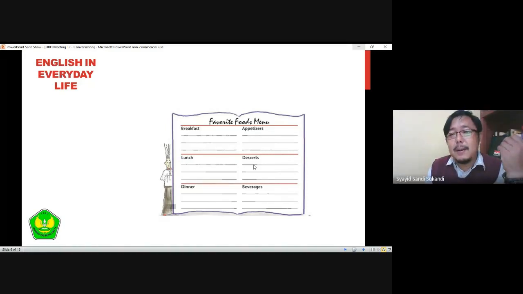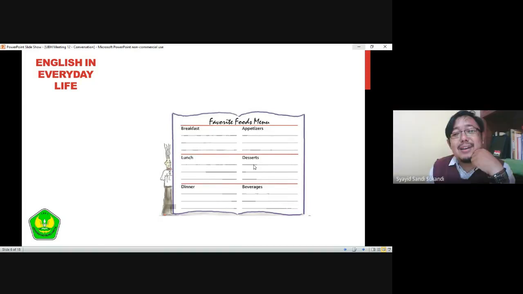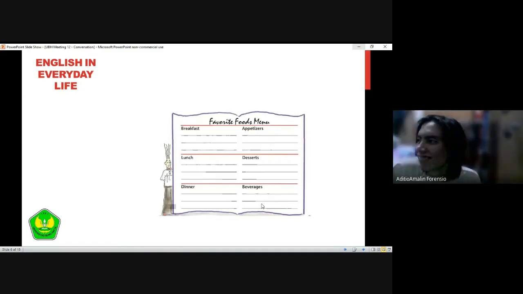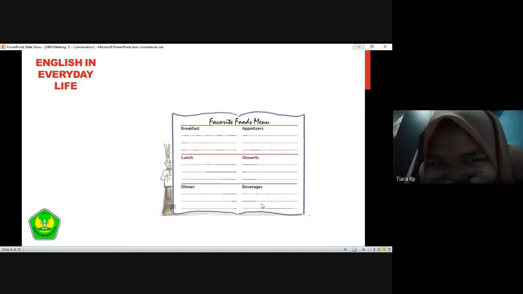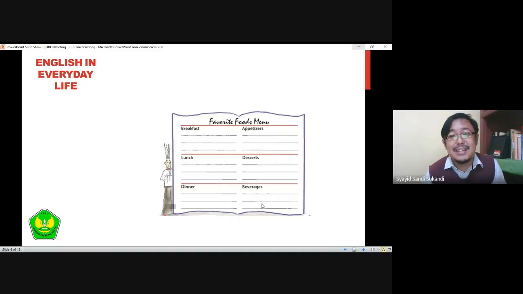If you go to Majelis Taklim or pengajian or doa something like that, when people have agar-agar. Agar-agar, what do you call that? Jelly. No, it's not jelly. Pudding. Yes, pudding. Don't call it jelly. Jelly itu sifatnya jelly. Tapi bendanya disebut pudding. Chocolate pudding. Okay, things like that. And beverages, you can have avocado juice or wine. Thai tea. Wine. Okay. Have you ever tasted wine? Udah pernah coba wine? No, never.